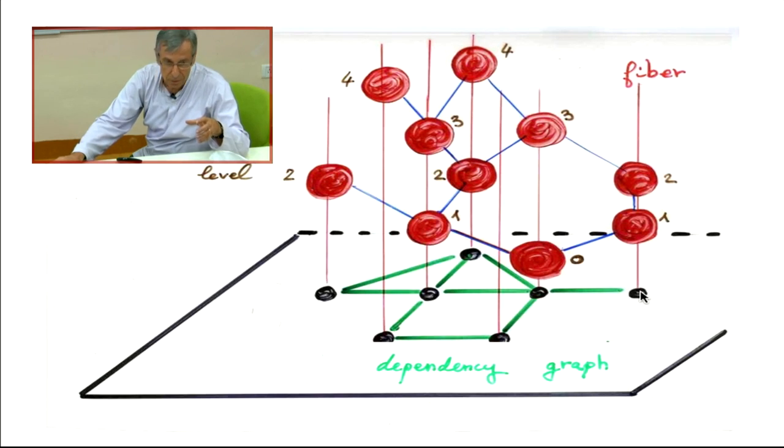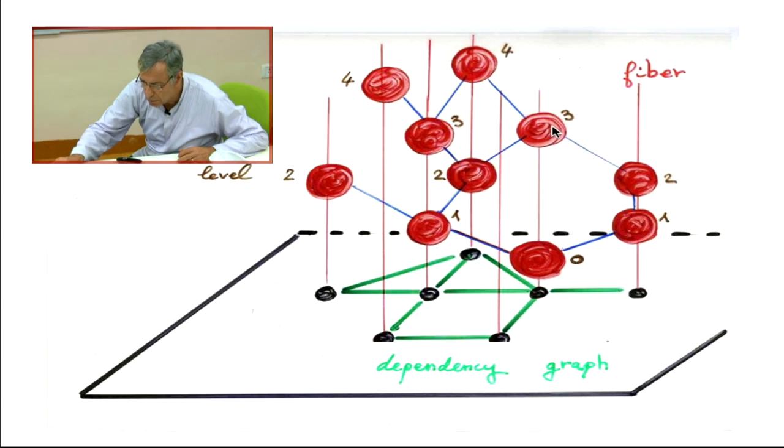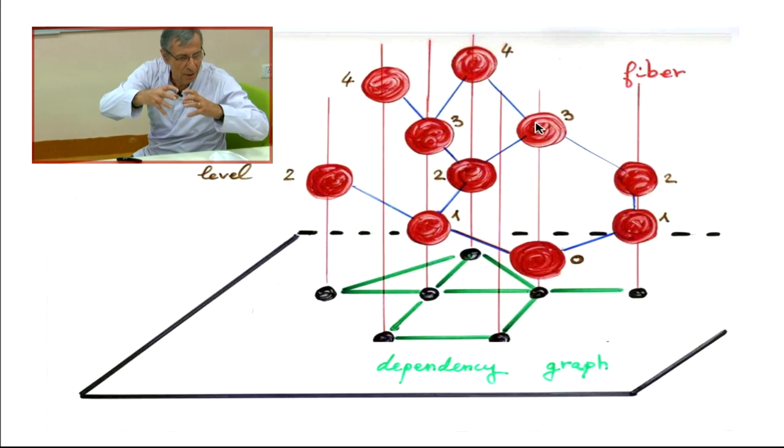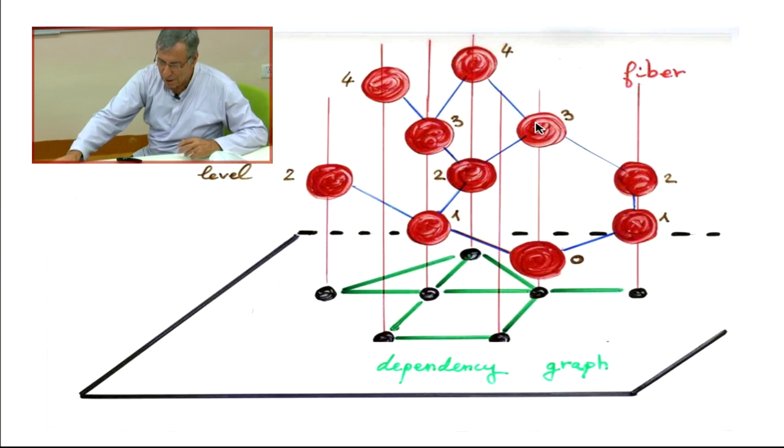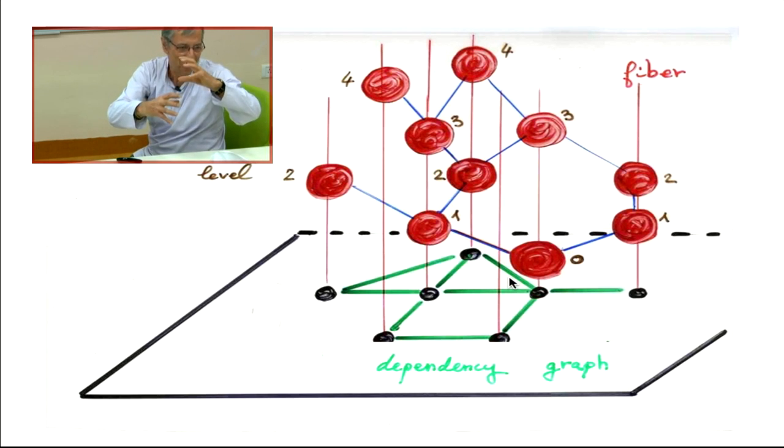And now what is the condition? If you have two red balls such that the projections, for example this one and this one, this ball and this ball, are these two vertices, and they are dependent, then it means that the two red balls cannot be at the same level. So imagine the balls are big enough, more than half the length of this edge. They are big enough so that one ball is above another one.